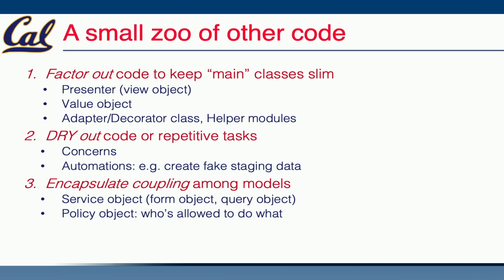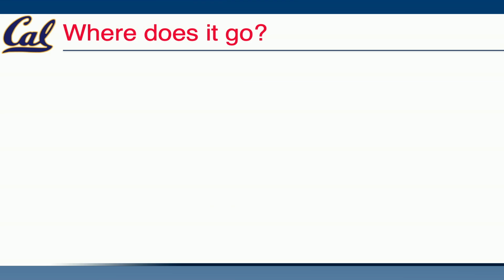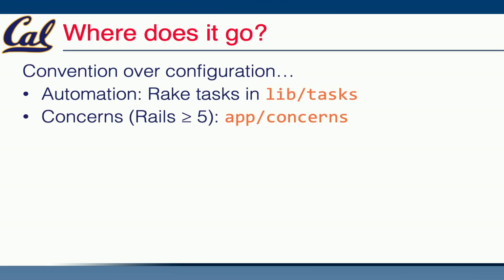When it comes to authorization, policy objects are a common design pattern that give us a shared place to specify what kinds of users can do what kinds of actions. And there's a bunch of Rails tools that help with that. So where might you put some of these things? Rails tries to provide standard places. And of course, if you need to, you can override them.